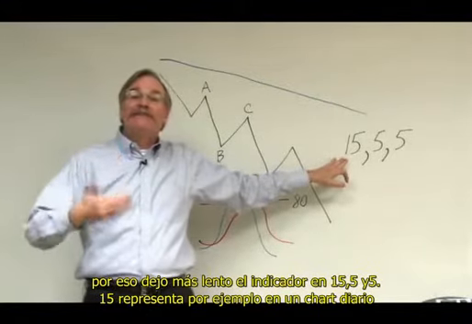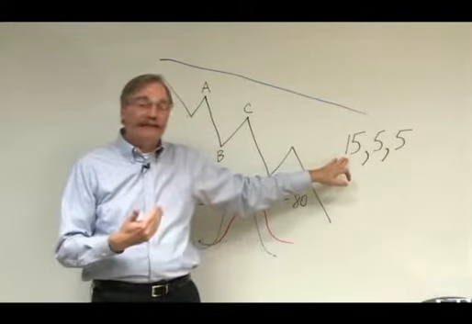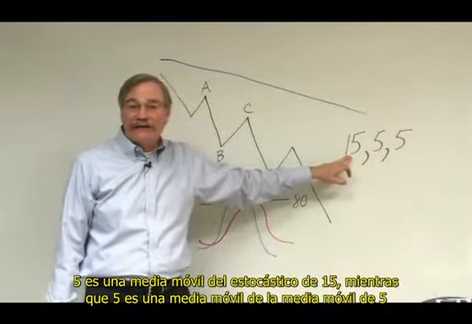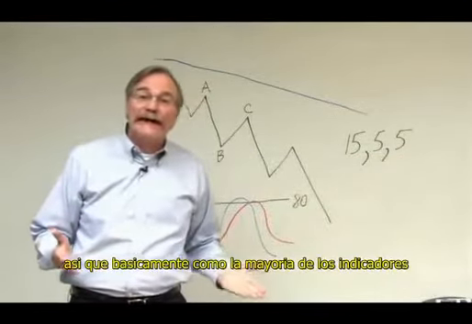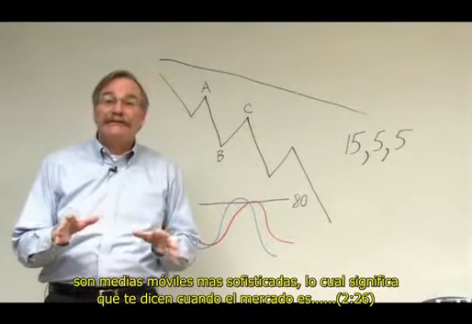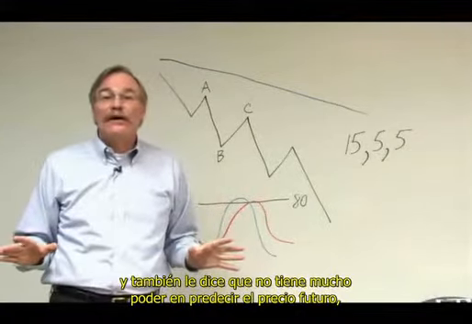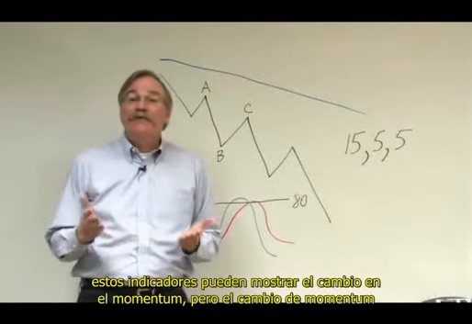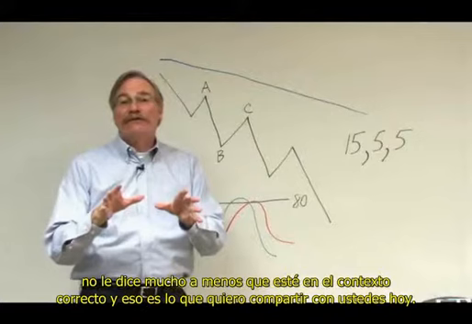15 represents, for instance, on a daily chart, that I'm looking at the closing prices compared to the range for the previous 15 days. Okay? 5 is a 5-period moving average of the stochastics, and the third 5 means it's a 5-period moving average of the 5-period moving average. Okay? So basically, like most of these indicators, they're really just fancy moving averages, which means they tell you where the market's been. It also means they have very little in the way of predictive value. These indicators can show you changing momentum, but changing momentum doesn't mean a lot unless it's in the right framework. And that's what I want to share with you today, how I do it.